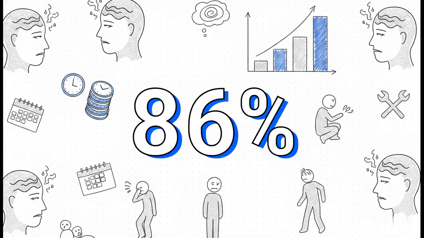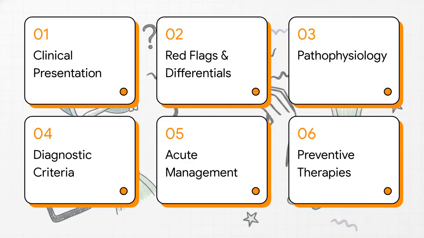Here's our clinical pathway for today's session. We'll go through the clinical presentation, red flags and differentials, unmasking the pathophysiology, the ICHD-3 diagnostic criteria, acute management and pitfalls, and finally, preventive and behavioral therapies.